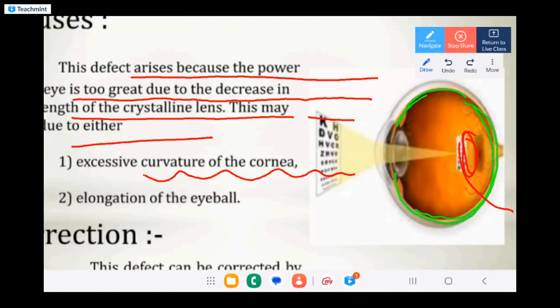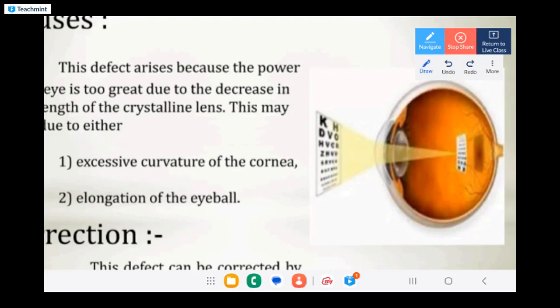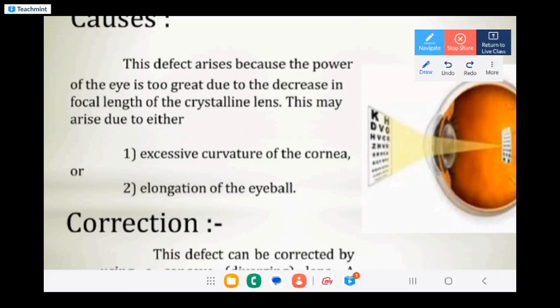The more the curvature, even of the lens, the shorter will be the focal distance. So the curvature is big, that's one reason. Power is too much. Power has an inverse relation with focal length, correct? The more the power, the less the focal length. So that is the actual technical reason why a person will have this kind of defect. And the second is the elongation of the eyeball.